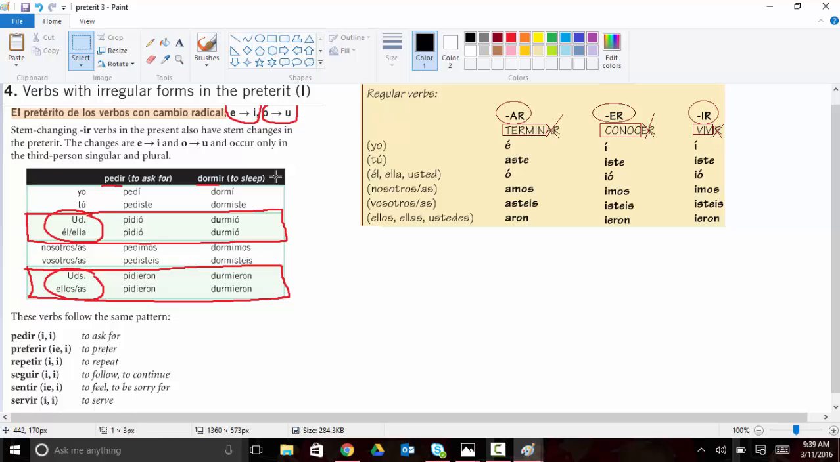This group of verbs are called stem changers, which means their endings are going to be what you expect. If they're an IR verb, they get IR endings. If they're an ER verb, they're going to get ER endings. But their stems are going to be changed before you add these endings for some of the subject pronouns, okay?